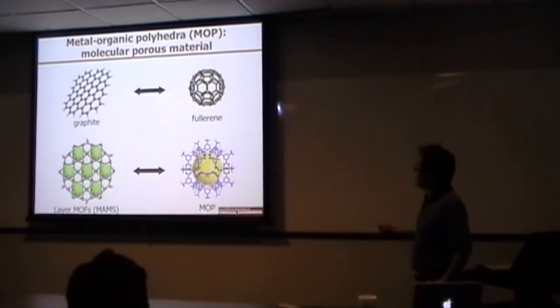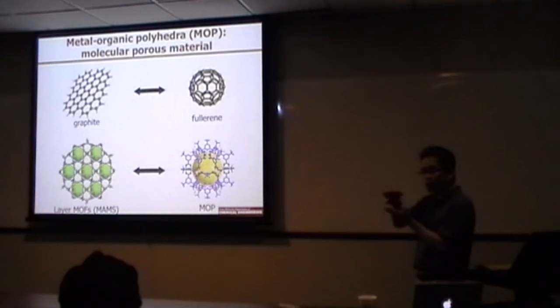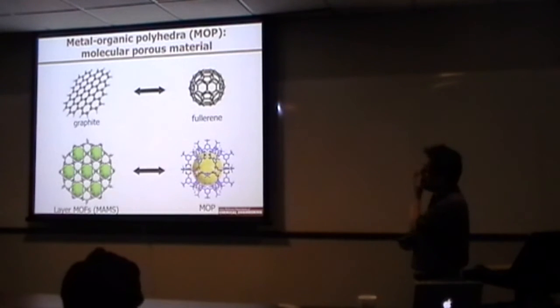We're working on it. So the other idea that Professor Jeong has is basically the first generation MOF, a graphite-like layered structure. If you roll this graphite to make a ball, then that's fullerene. The same idea: they take this layer, and if they roll it up, then you will have this so-called molecular porous metal organic polyhedra (MOP).